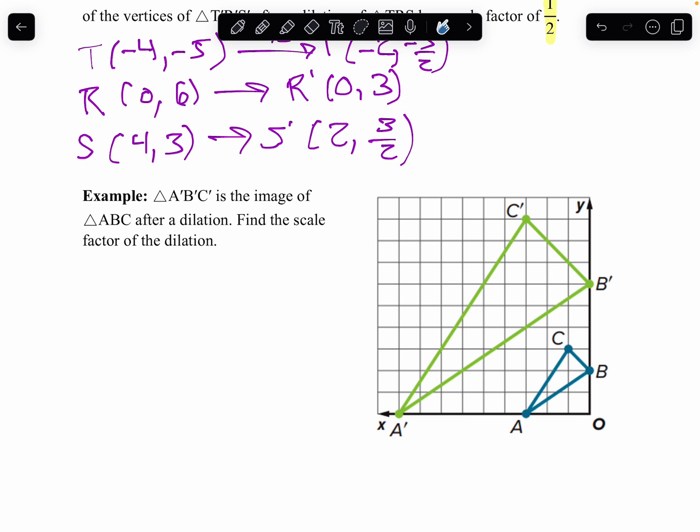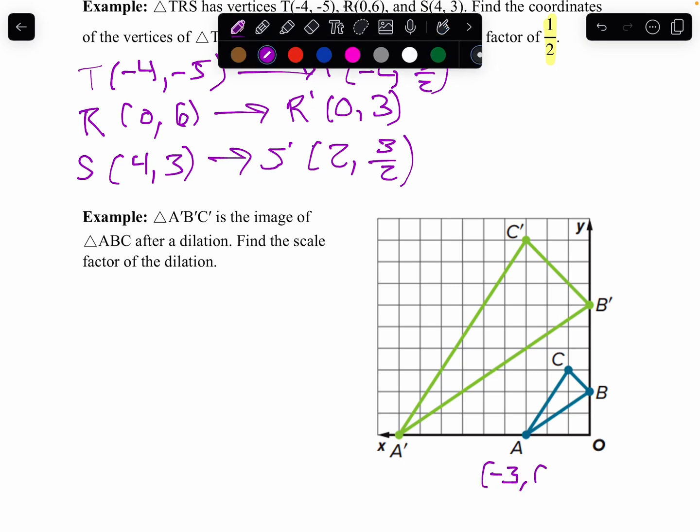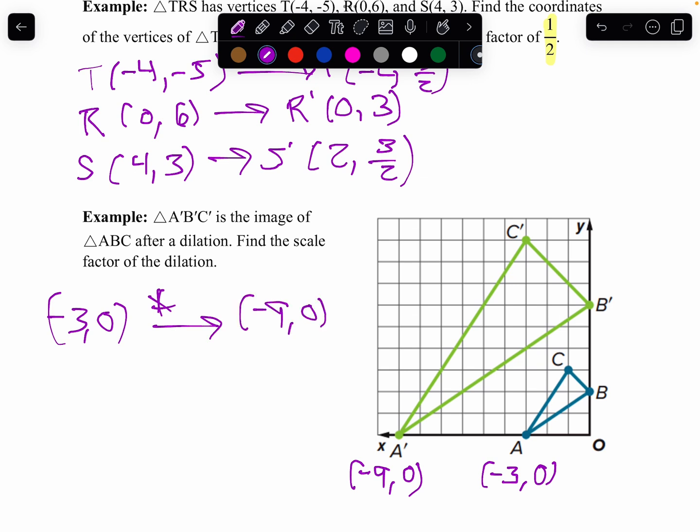Look at point A. A is at -3 and 0. A primed is at -9 and 0. What do you multiply -3, 0 by to get -9, 0? Well, you multiply by 3. So my scale factor is 3.